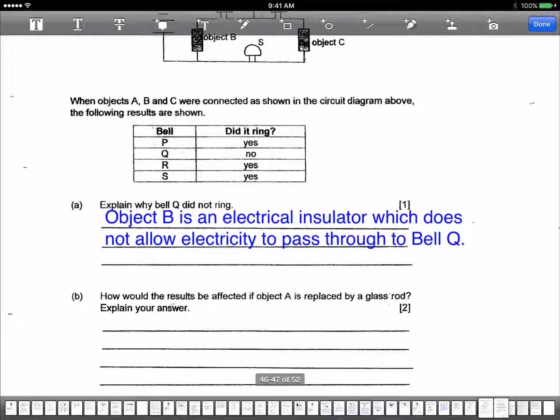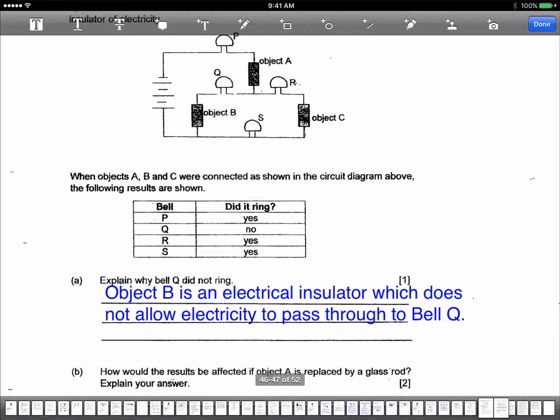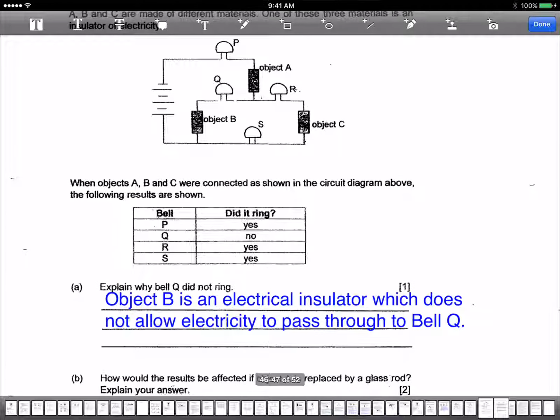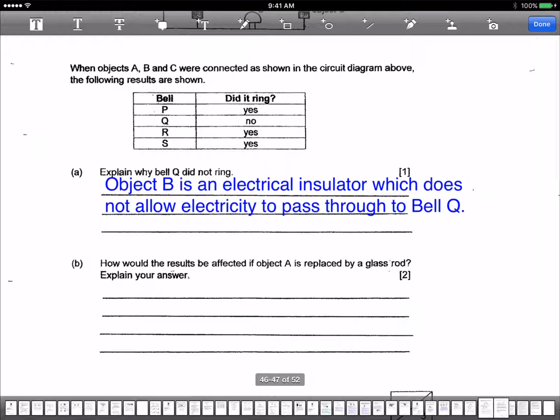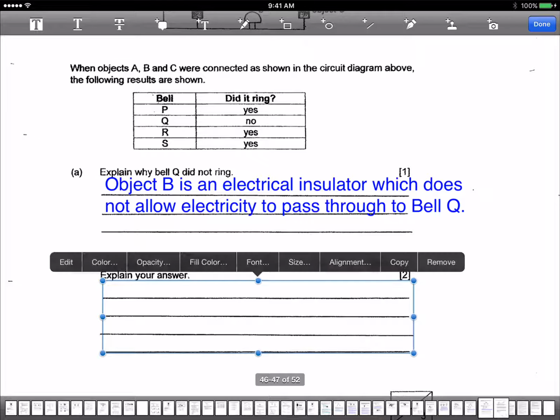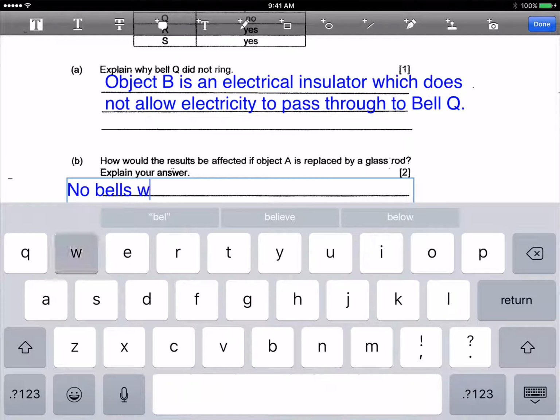So how will the results be affected if A is replaced by a glass rod? If I change A to a glass rod, none of the bulbs will light up, correct? Okay, why? Because glass is not a conductor of electricity. Thus, it will not allow any electric current to flow through, hence no bulbs will light up.